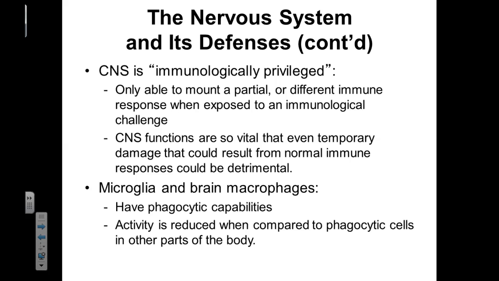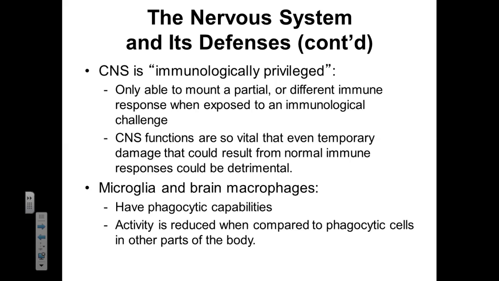So because of this, we say that the central nervous system is immunologically privileged. It's only able to mount partial or different immune responses compared to the rest of the body. One of the reasons for that is because of how important the CNS function is. If our CNS, or central nervous system, was compromised, even by a temporary bout of inflammation or the temporary normal immune response, that could be very detrimental or damaging to us as a human.